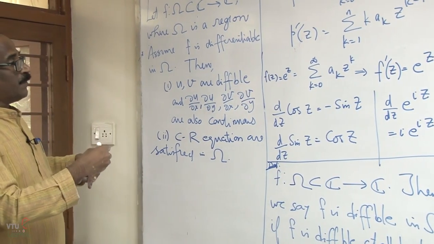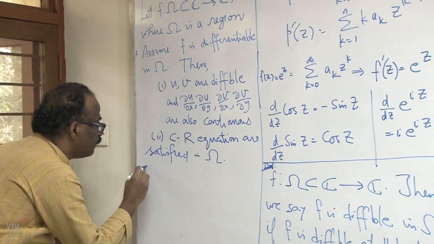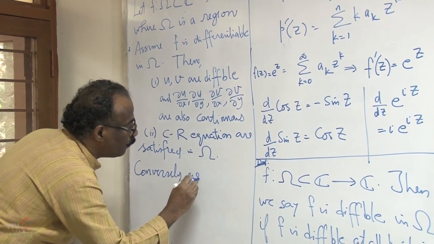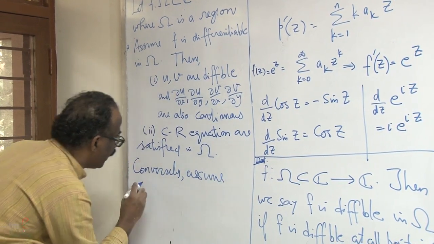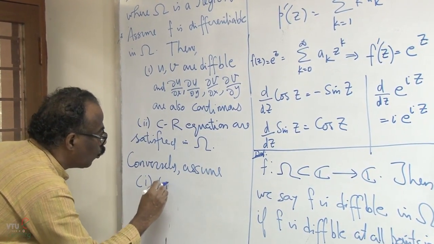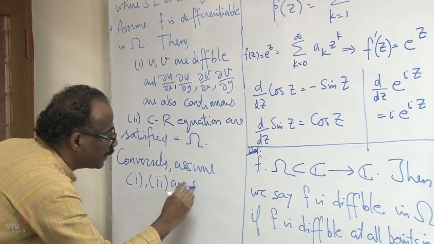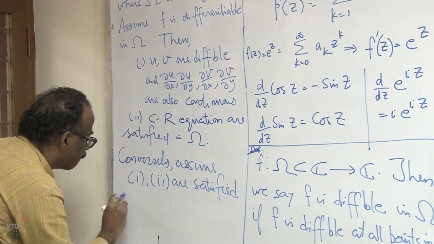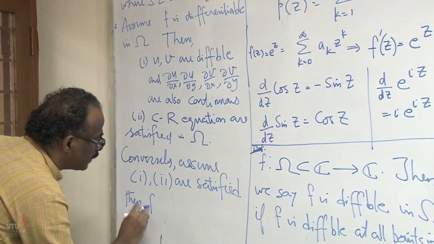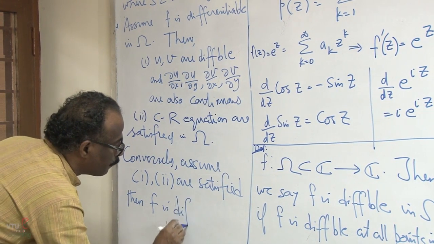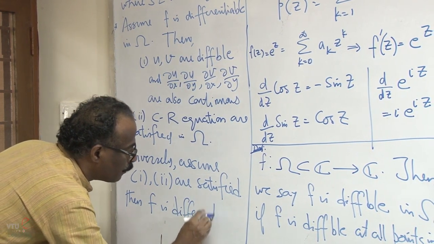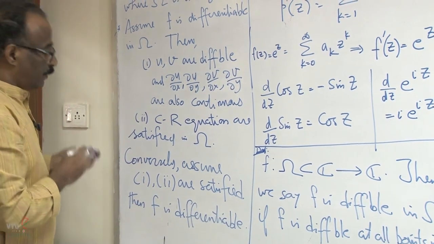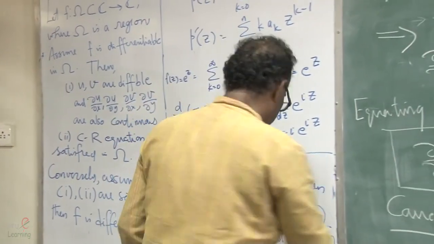The converse part is what I am claiming. Conversely, assume 1 and 2 are satisfied, then F is differentiable. That's the thing which I want to do. Okay, so let's try to prove.